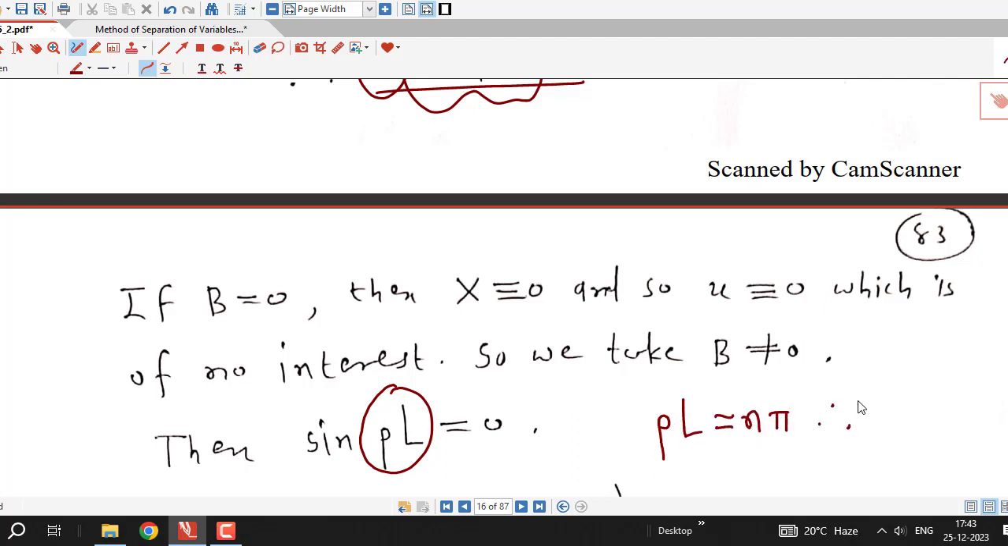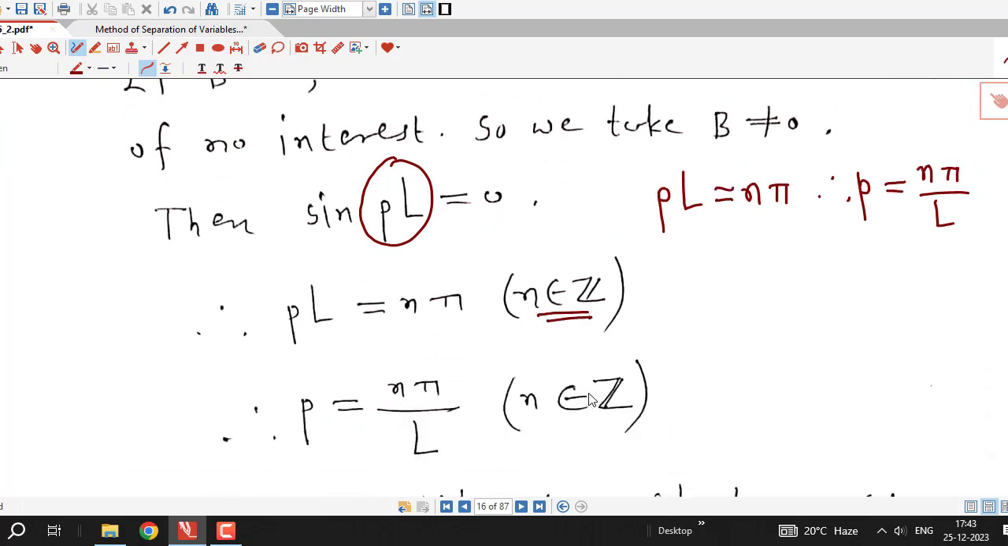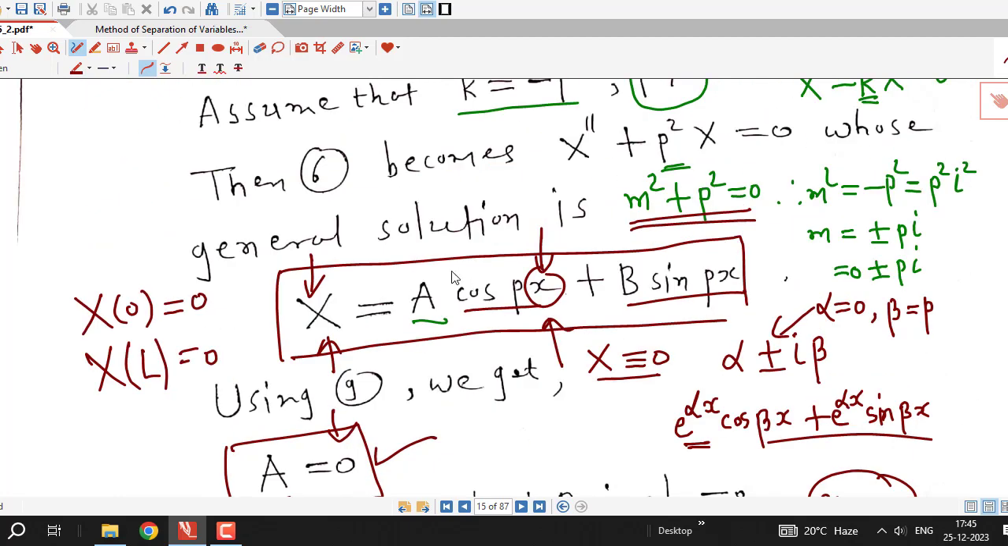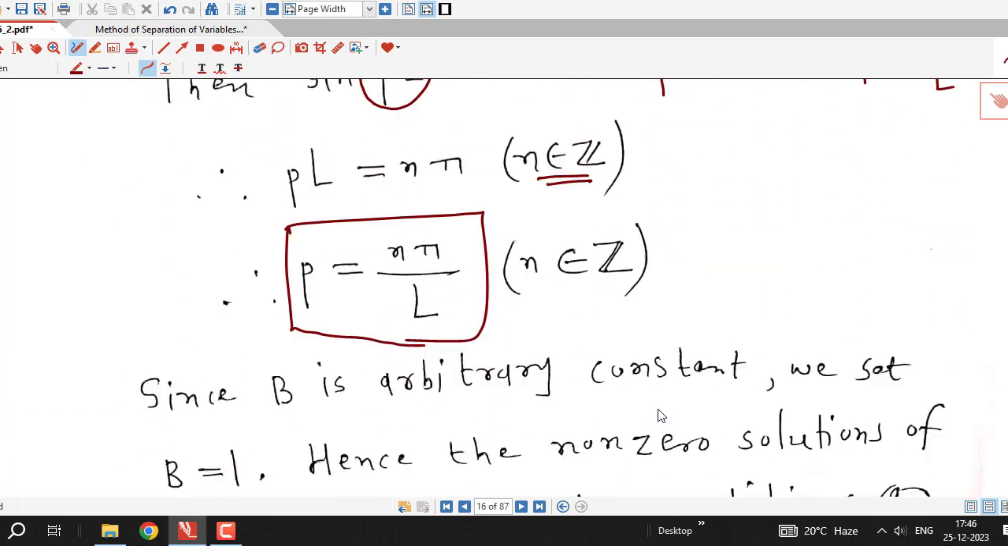And we are interested in the value of p. So, that is p equal to n pi over l. n is any integer. Therefore, p equal to n pi divided by l. So we can see p is equal to n pi over l, that we substitute here. So what we obtain, x equal to, now a is 0 and b is non-zero. So b times sine of n pi over l times x, that is n pi x divided by l. So this x is obtained.